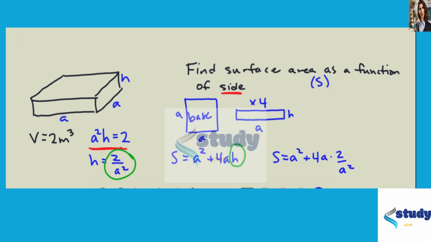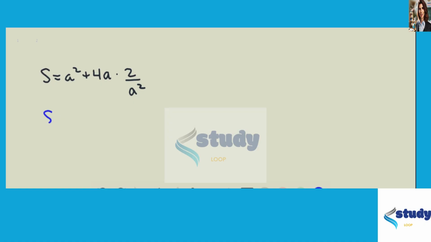So here's that formula again, and we want to simplify it. So we're going to go ahead and multiply the 4A by the 2 over A squared, and that gives us 8 over A. That should be a plus.